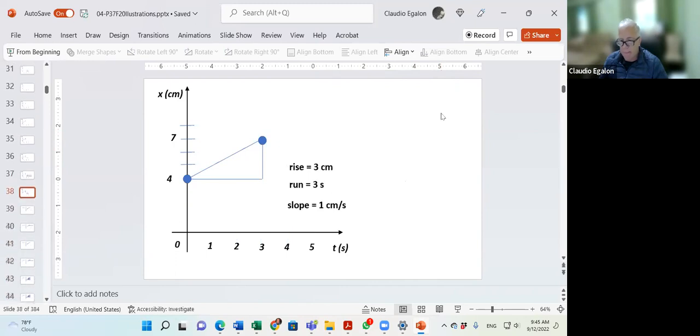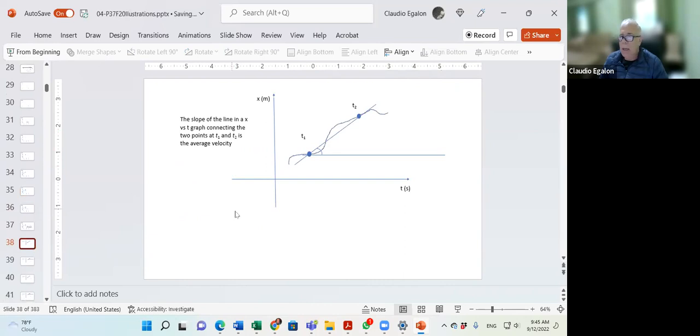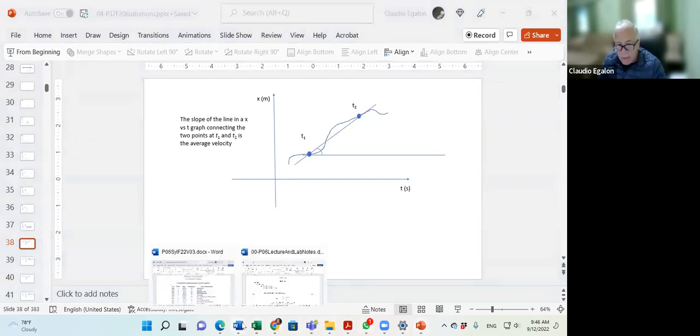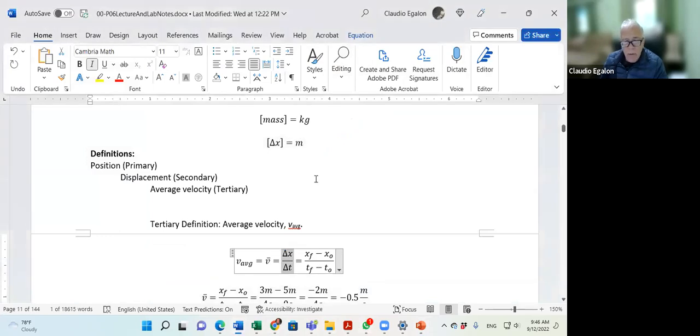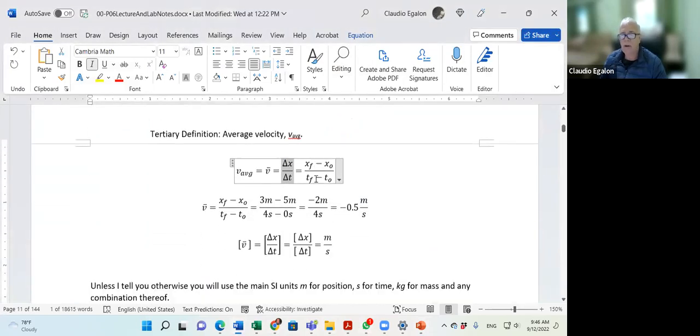Okay, I don't need that anymore. Okay, here's another example of initial position of an object and final position of an object. In real life, an object doesn't move uniformly. You can have a motion that goes slow and accelerates, goes slow and accelerates. But we're going to talk about that in the next idea. Here's my tertiary definition.